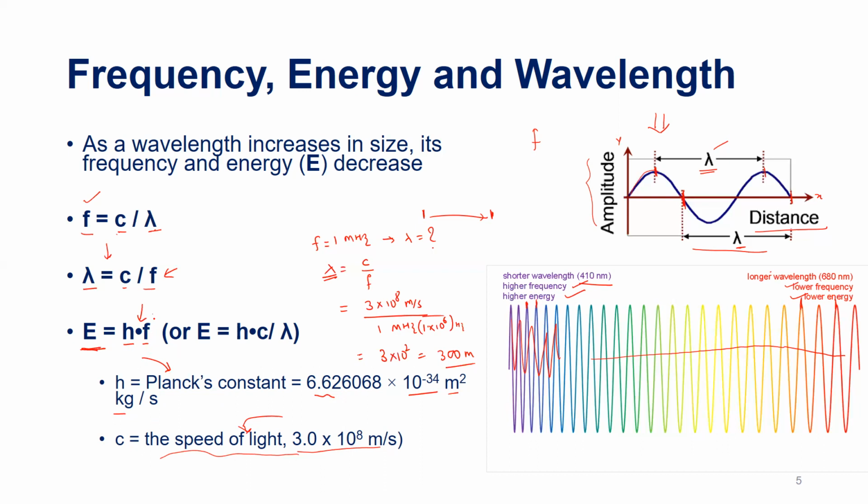If you want to use another equation, you can always plug the value of f into this equation right here. So it becomes E equals h times c divided by lambda, since c divided by lambda is nothing but your frequency. All right, so this is how you can calculate and determine the relation between frequency, energy, and wavelength. Just to summarize, small wavelength means high frequency and high energy. Long wavelength means low frequency and low energy.